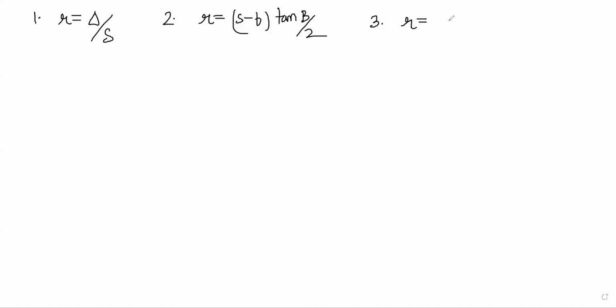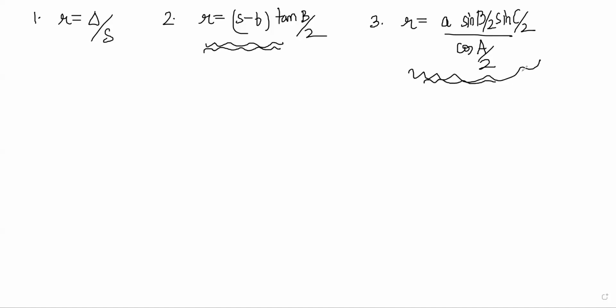So we have 1, r is del by s; 2, r is s minus b tan B by 2; 3, r is equal to a sin B by 2 sin C by 2 by cos A by 2. Obviously, here there are two more versions of this formula. Here also there are two more versions of this formula. Do you understand what I'm saying?